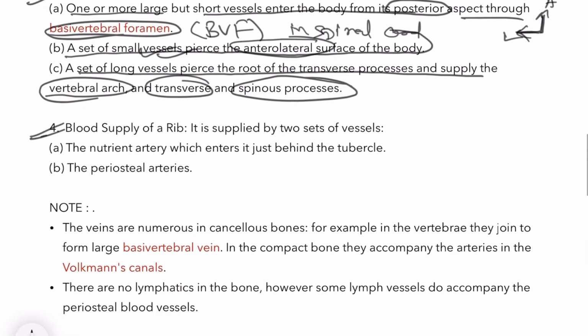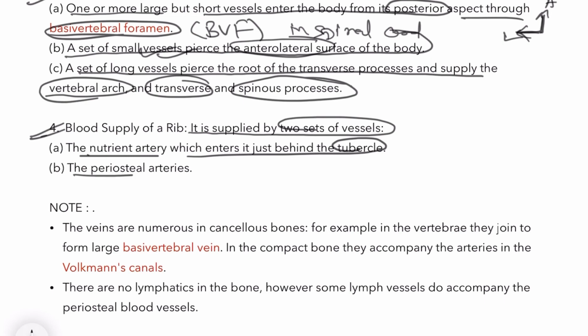Now blood supply of rib, it is supplied by 2 sets of vessels. First is the nutrient artery, which enters just behind the tubercle that forms in the bones, like glenoid tubercle, which we have seen, labrum, and the periosteal arteries.